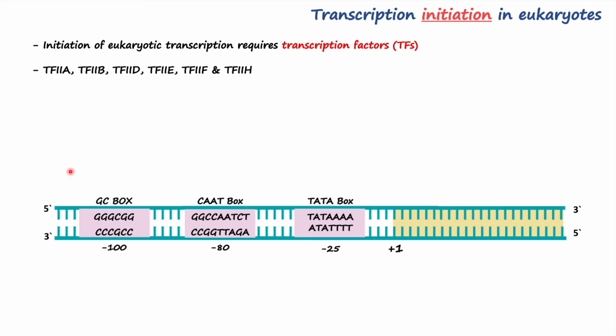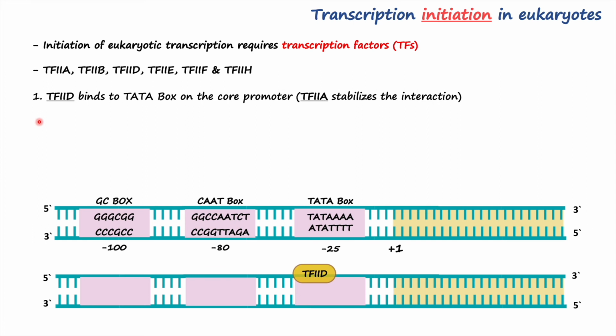And lastly, there is also a promoter region called the GC box, which is present at -100 bases before the transcription start site, and it is rich in guanine and cytosine. So for transcription to initiate in eukaryotes, the transcription factor 2D protein recognizes and binds the TATA box promoter region, which is also called the core promoter.